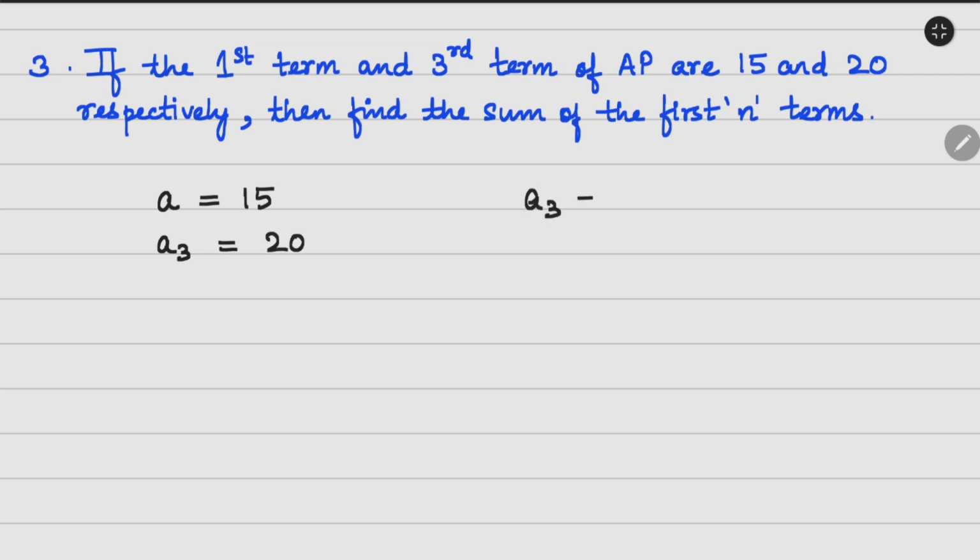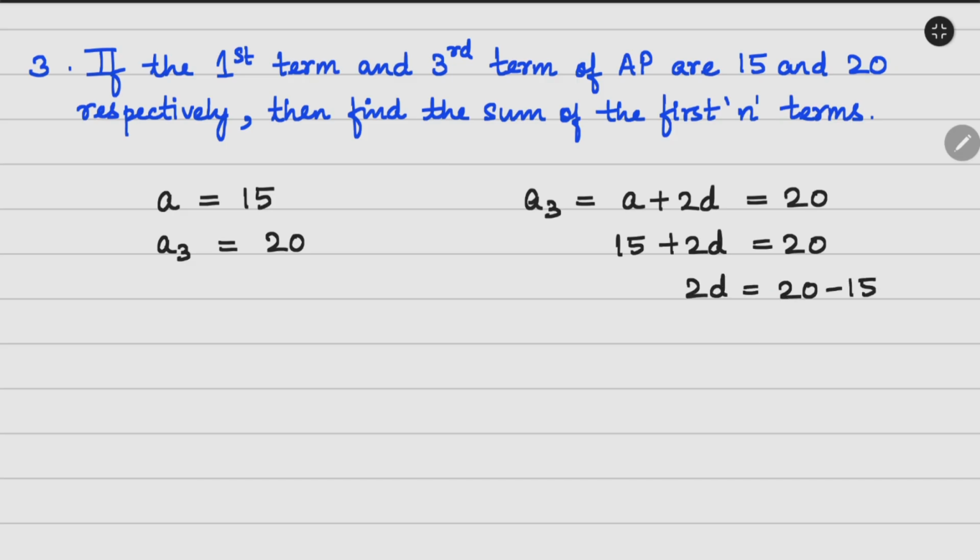Now, what is A3 equal to when you expand it using the nth term formula? It is A plus 2D. This is given as 20. What is A? A is 15. So 15 plus 2D is equal to 20. So 2D is equal to 20 minus 15, which is equal to 5. So 2D is equal to 5 and D is nothing but 5 by 2. You have got your D. You know your first term, right? This is your first term.